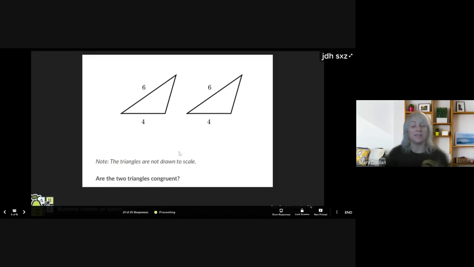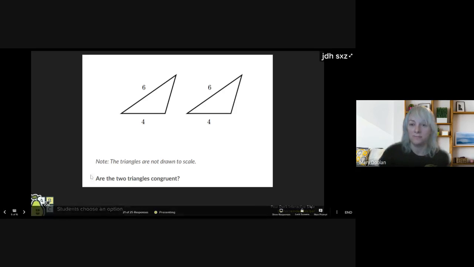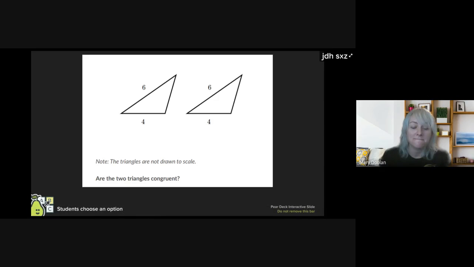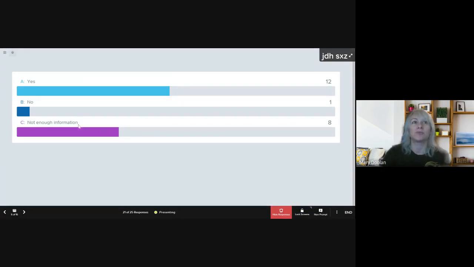Well, let me ask you, is it possible that these could be two congruent triangles? What do you think? Is that possible that they are two congruent triangles? Yes, it is possible, Juliana, you're right. Okay. Now, is it possible that they are not congruent? Yes. Okay, so both options are possible in this case, which means that our correct answer is C. There is not enough information.